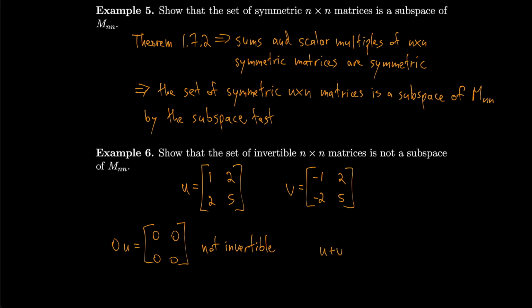Notice also, if we take the sum of those vectors, we get [0, 0; 4, 10], which also has a determinant of 10 times 0 minus 4 times 0, which is 0, so it's also not invertible. So this subset is not closed under scalar multiplication or under addition, so it's super not a subspace.